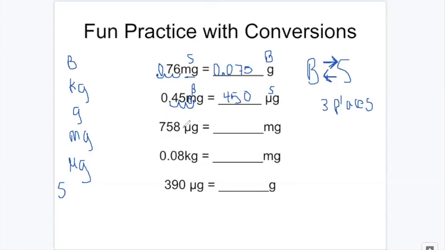All right, 758 micrograms to milligrams. So this is the opposite, right? You're going from the smaller unit to the bigger unit. So from smaller to bigger, if you consult your diagram, you move the decimal point to the left. So it starts here, right? Always starts right after the last whole number. 1, 2, 3 places, right, to the left because of the diagram. So you get 0.758.